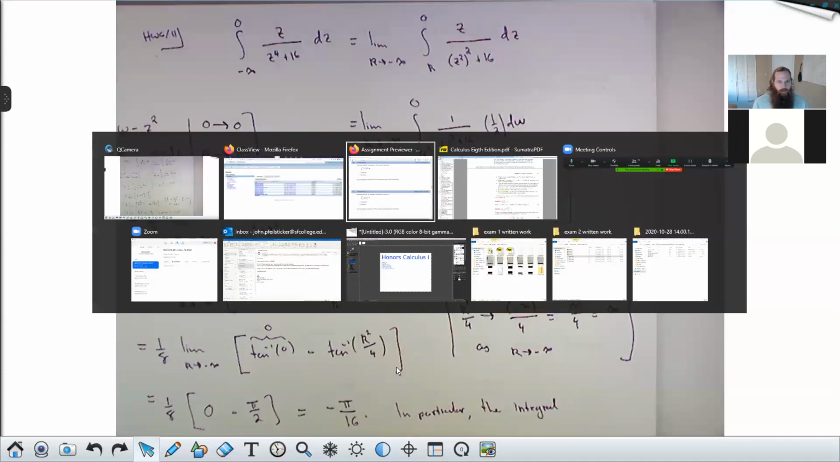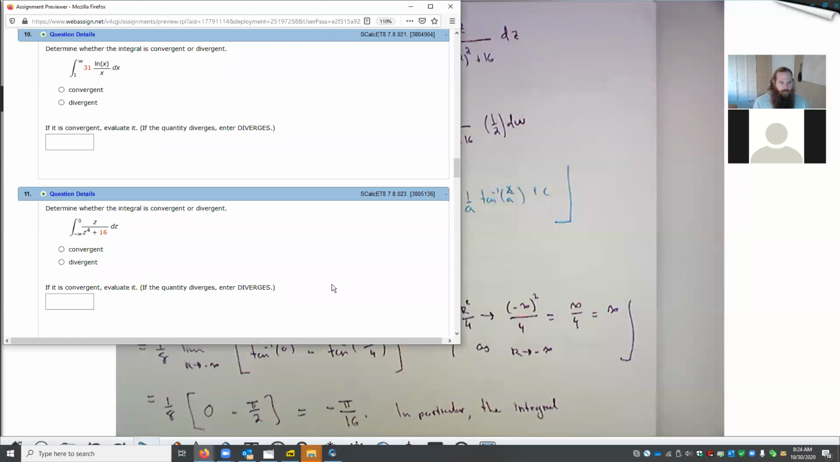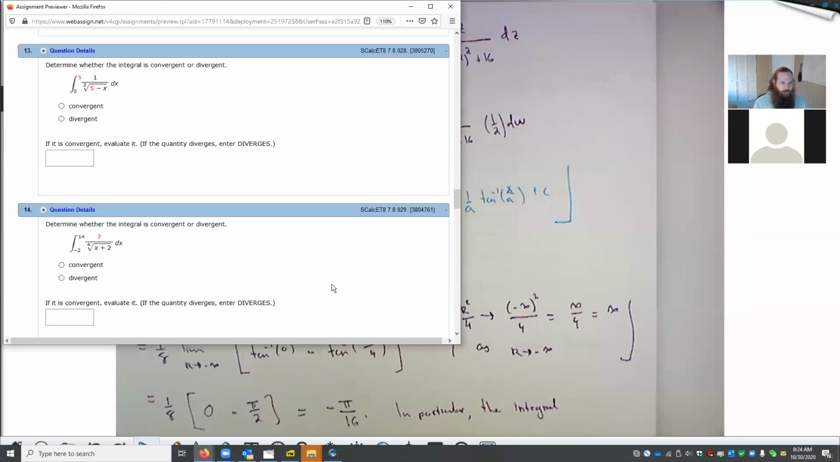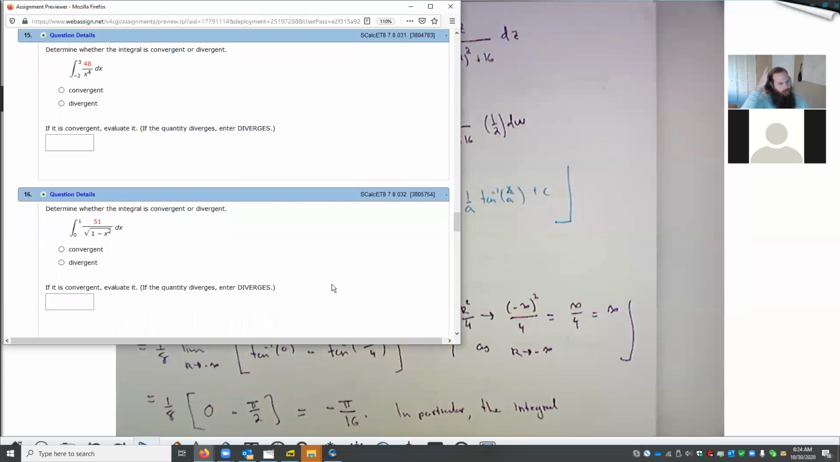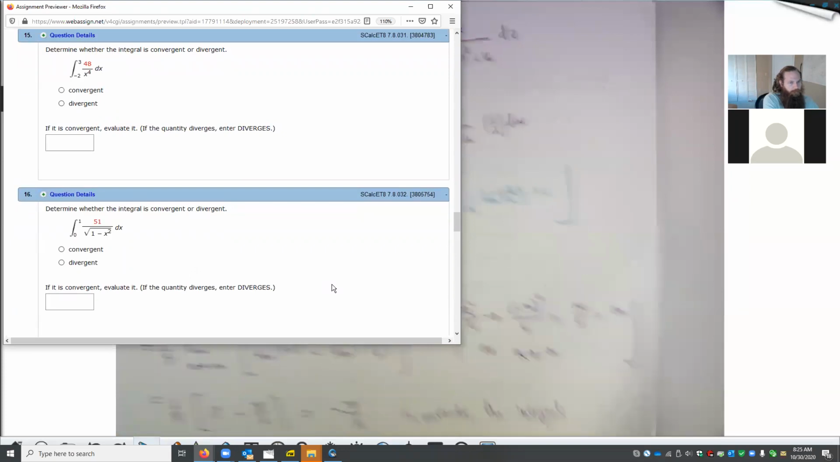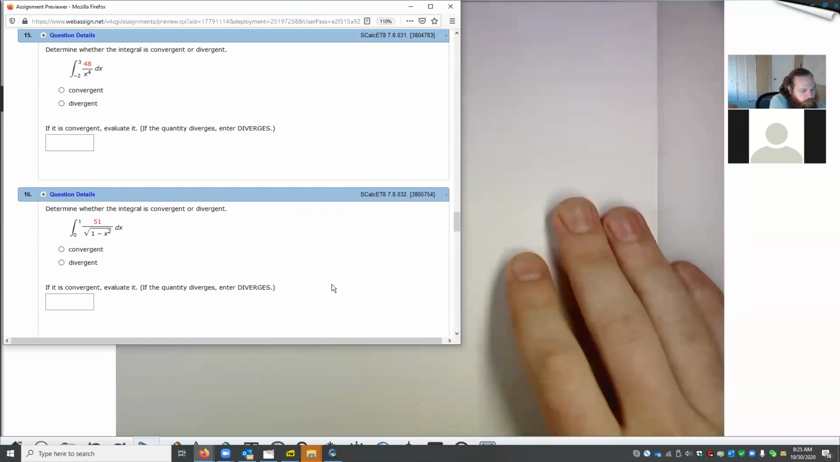To be efficient with time, I'm just going to move to number 16. So here they just ask us whether the integral converges. Oh, no, and then they said if it converges, evaluate it. Okay. This is a type 2 improper integral. I'm going to ignore the 51. I'm just going to say this is 1 over the square root of 1 minus x squared.